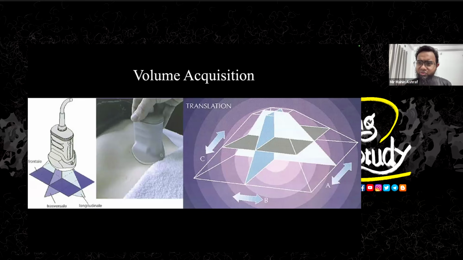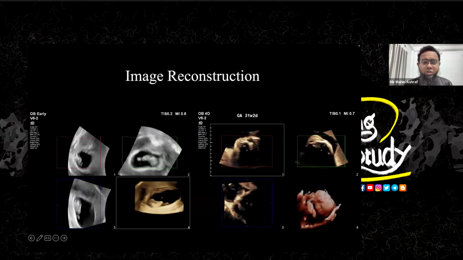They make a volumetric sound, like this prismatic sound. They put the sound in different directions, like sagittal, coronal, axial, and take the data from a whole large area. This mechanism is called volume acquisition. So we are transmitting the sound on sagittal, coronal, and axial planes and getting large information from the whole area, a 3D information. This 3D information will be reconstructed and attached to each other to make a 3D image.